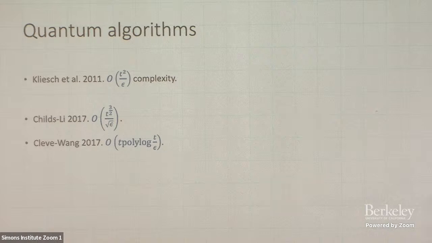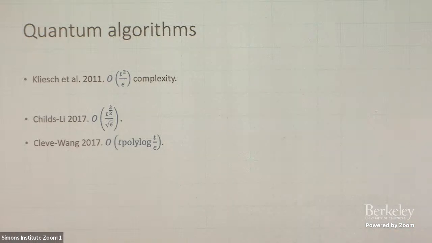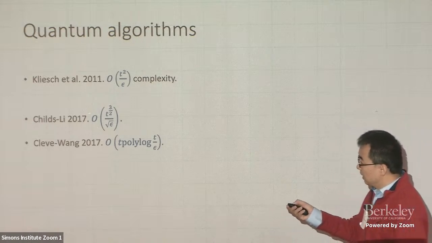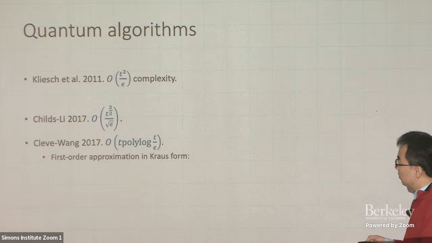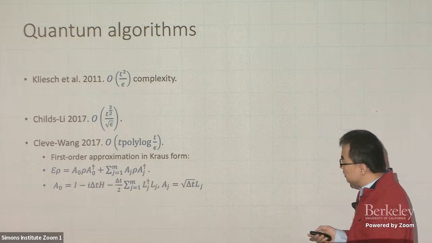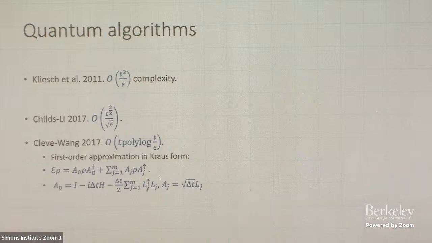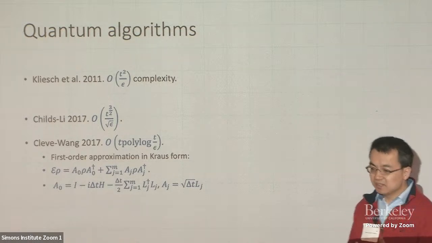An important progress along this line is this paper by Cleve and Wang, this is Chunhao's work, also in 2017, but it came out after this paper. They came up with an algorithm that scales with t only linearly, with epsilon only polylog. The idea is to first start with an approximation in the Kraus form. This Kraus form has these Kraus operators that look like this. It looks similar to the Euler's method that I mentioned before, but it has one extra term, which makes it CP.